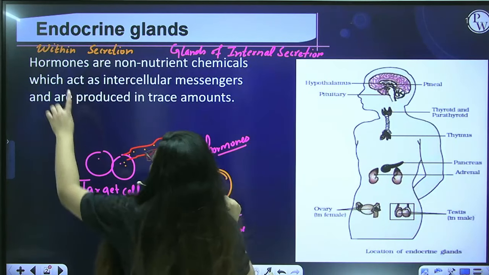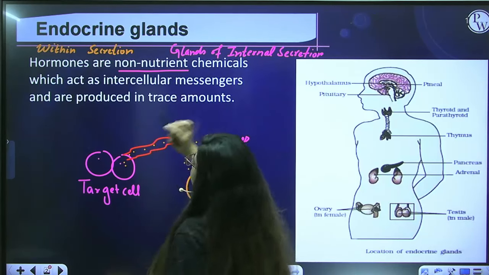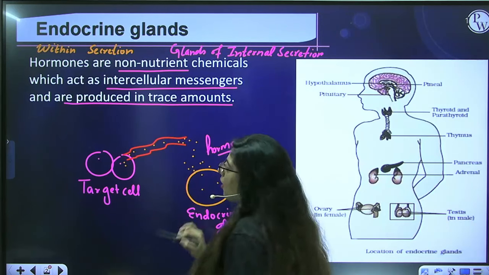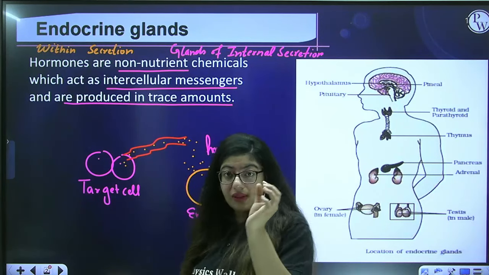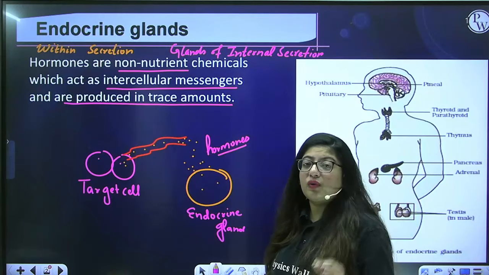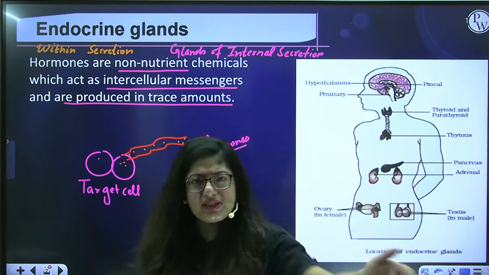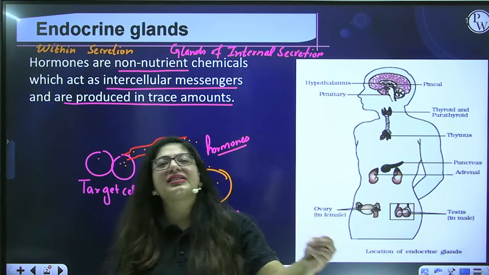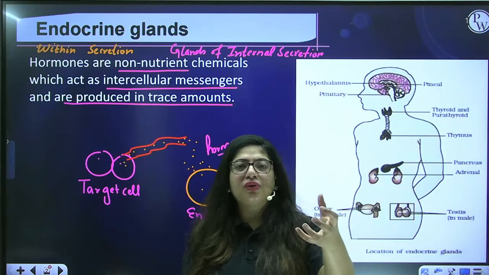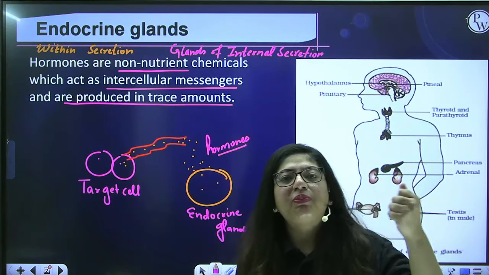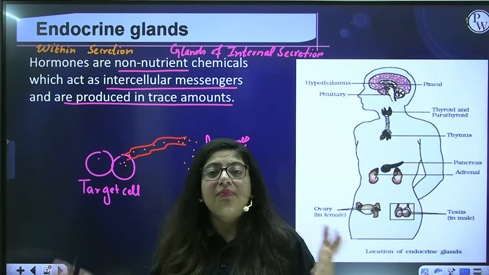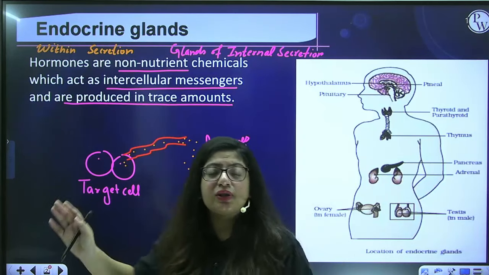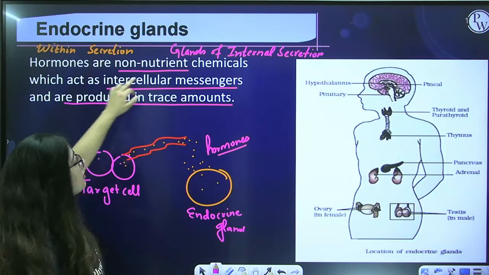Okay. So what are hormones? They are non-nutrient chemicals which act as intercellular messengers and are produced in trace amounts. Very important: first of all, these hormones are non-nutrient. What is a nutrient? We have done nutrients in digestion. I told you a nutrient is something that you feed on and your body produces energy from it. But hormones are non-nutrient. You cannot metabolize them.